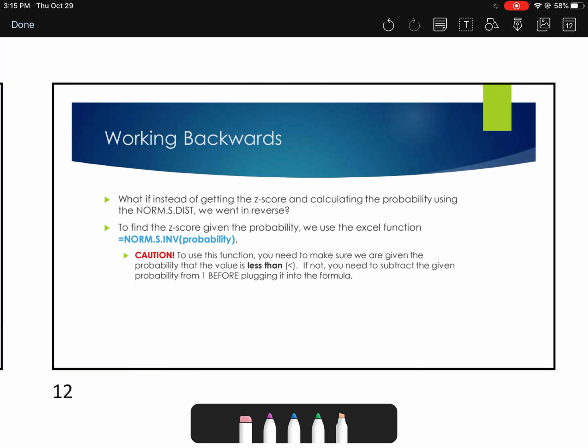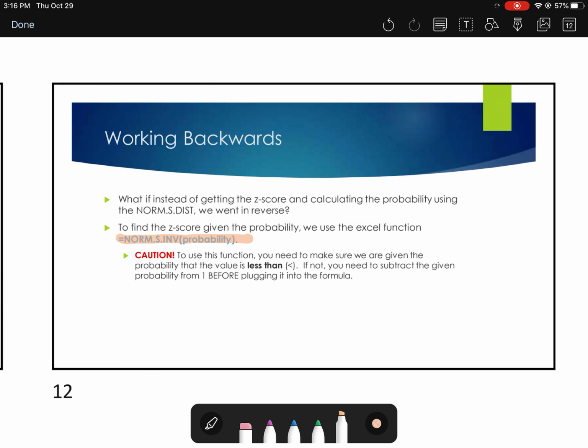So working backwards. What if instead of getting the z-score and calculating the probability using the normal distribution, we want it in reverse? So what do I mean by that? Let's say that instead we're given the probability and we want to find the z-score. To find the z-score given the probability, you are going to use this equation right here in your Excel.